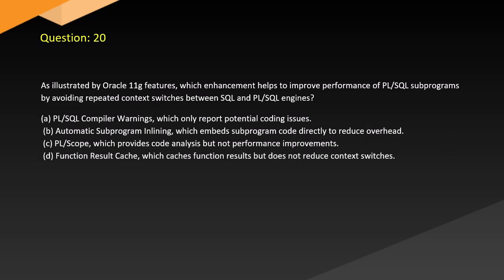Question 20. As illustrated by Oracle 11g features, which enhancement helps to improve performance of PL/SQL subprograms by avoiding repeated context switches between PL/SQL and SQL engines? A. PL/SQL compiler warnings, which only report potential coding issues. B. Automatic subprogram inlining, which embeds subprogram code directly to reduce overhead. C. PL/Scope, which provides code analysis but not performance improvements. D. Function result cache, which caches function results but does not reduce context switches.